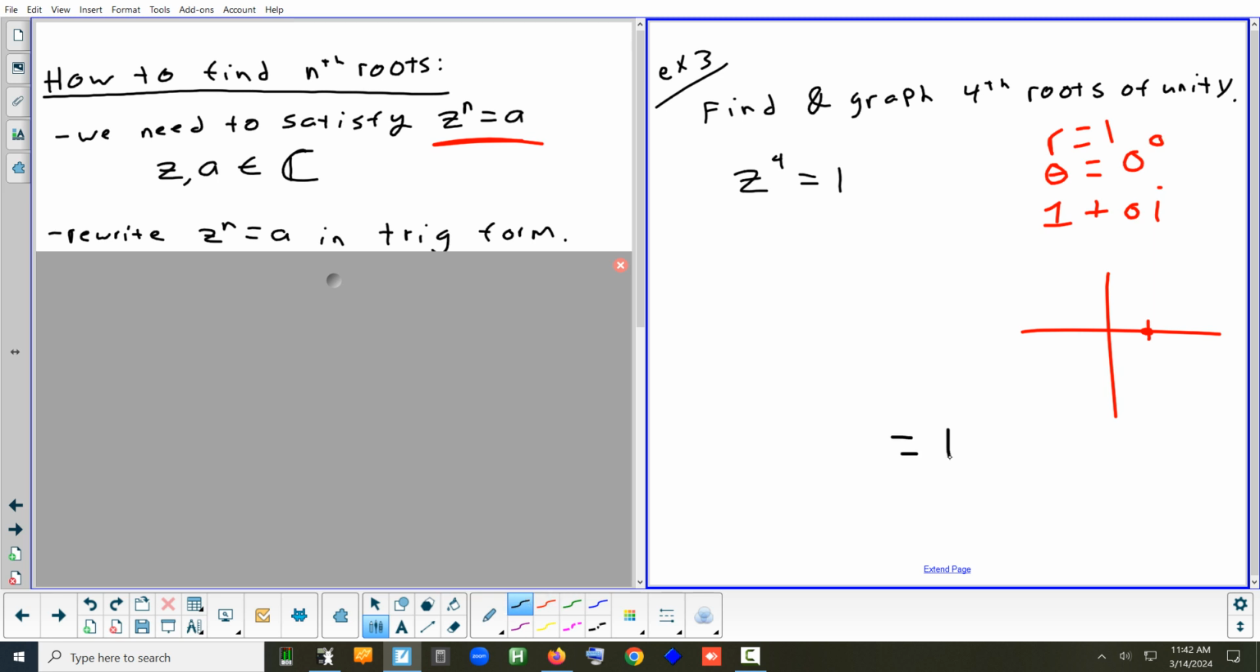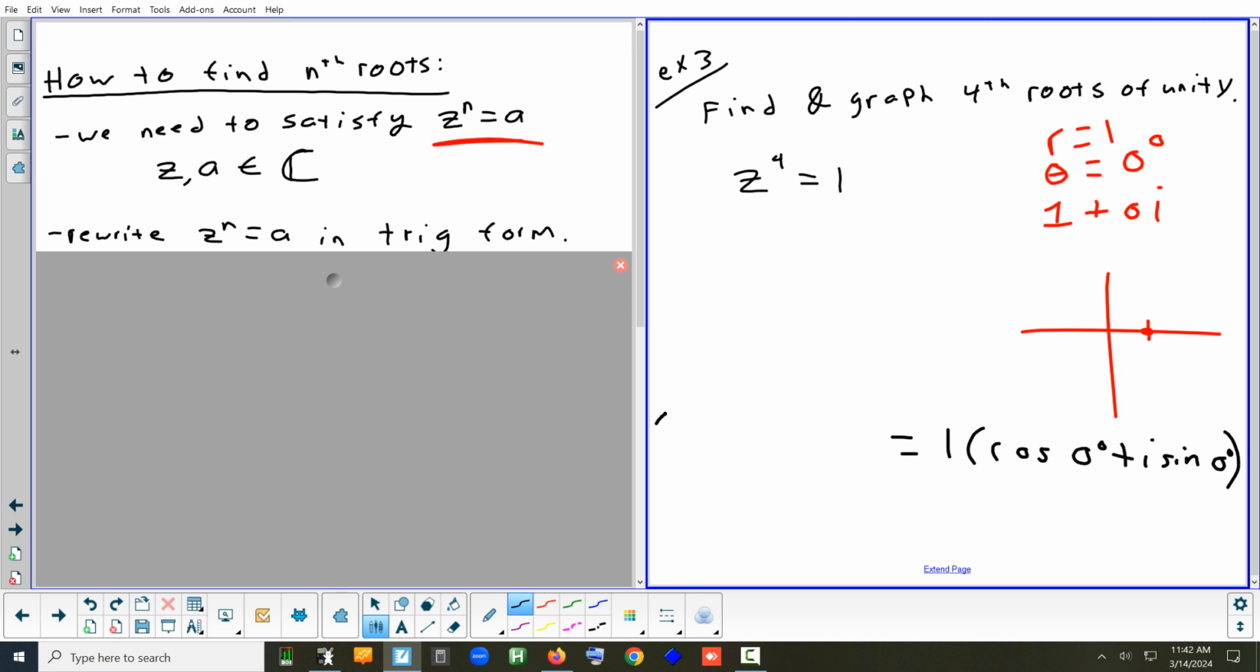So r, even though it's a 1, I'm going to write it. Okay, so r cosine theta, which we know theta is 0, plus i sine 0. That's the right-hand side.